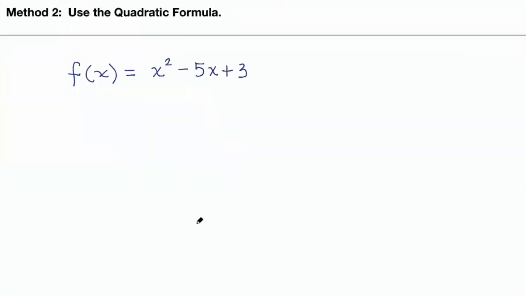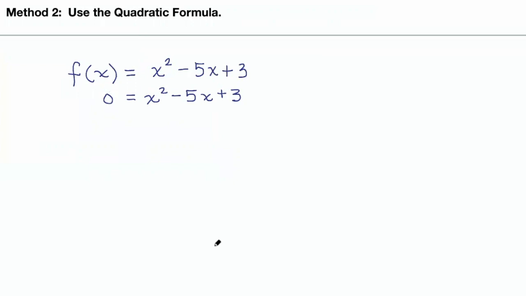Suppose I was trying to find the x-intercepts for this quadratic. I begin again by putting 0 on the left-hand side. Maybe I just never was any good at factoring, and I want to use a method that will always get me the right answer.